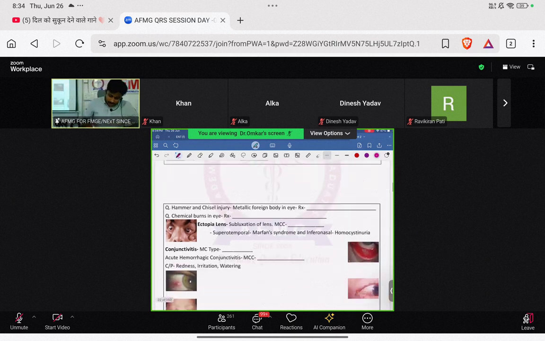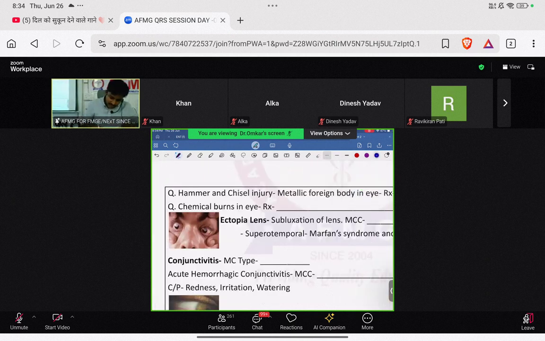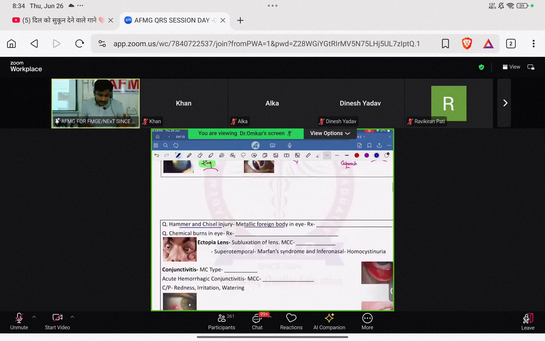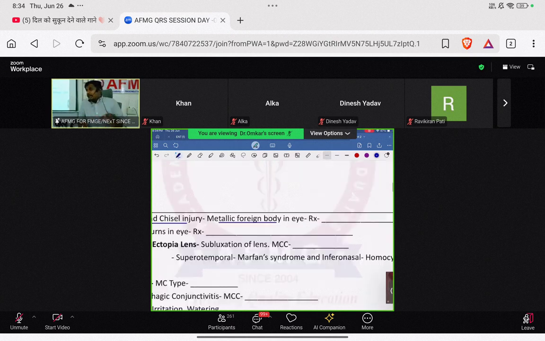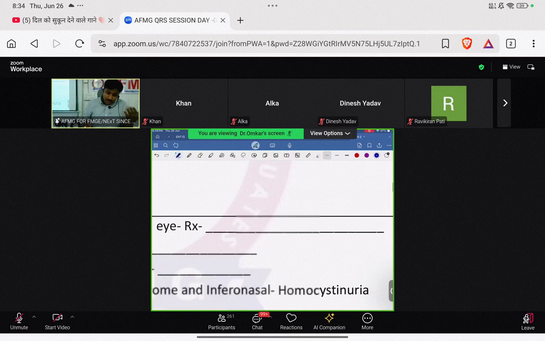Clear? Important, look here, trauma cases. The patient is having a hammer and chisel injury. What goes into the eye because of a hammer and chisel injury? A metallic foreign body, meaning an iron foreign body can go inside the eye, okay? Hammer and chisel injury means chisel and hammer. If someone works with them, definitely a metallic and iron foreign body will go into the eye, and that will be treated by the repeated question of the day.